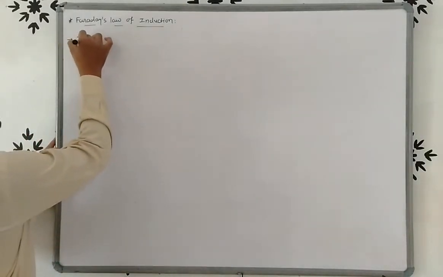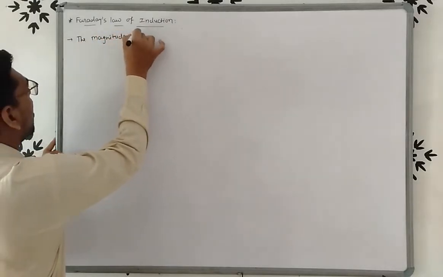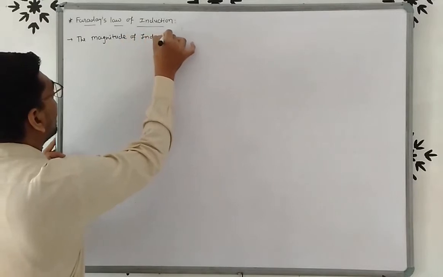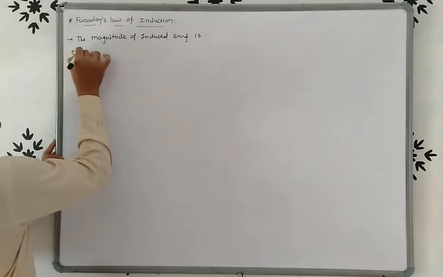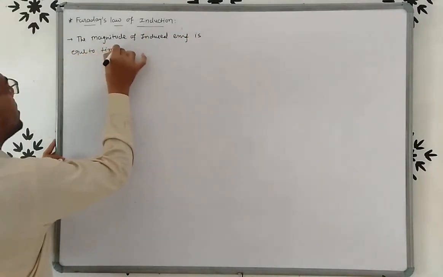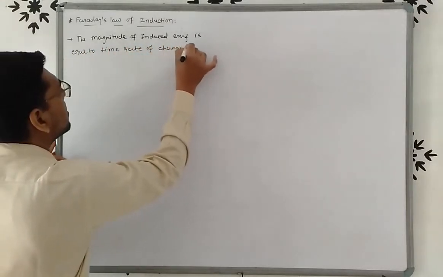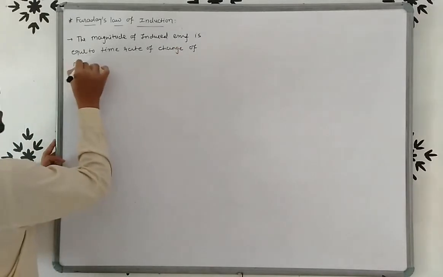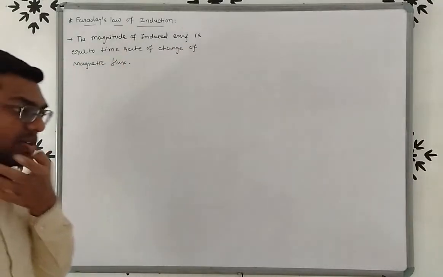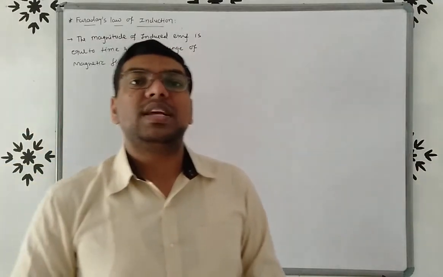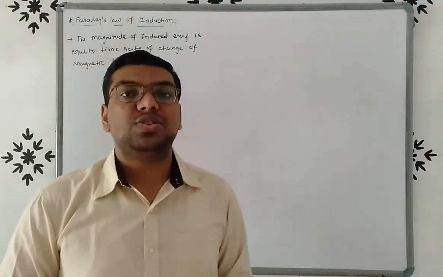So the magnitude of induced EMF is equal to the time rate of change of magnetic flux, right? So the induced EMF is equal to the time rate of change of flux.